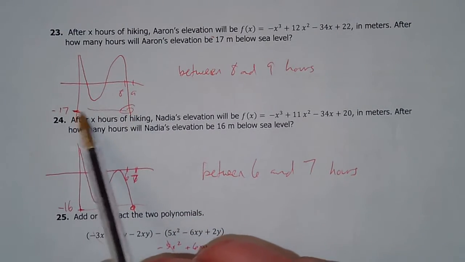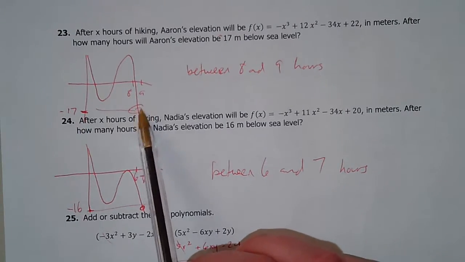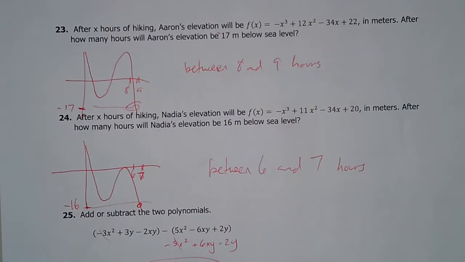Well, -17 happens around here on this graph, whether you do it in your calculator or on Desmos, whatever. And that happens between 8 and 9. So I just said between 8 and 9. You can actually get the actual value by clicking on there or finding the number, but I'm just giving the general answer here of when that happens.